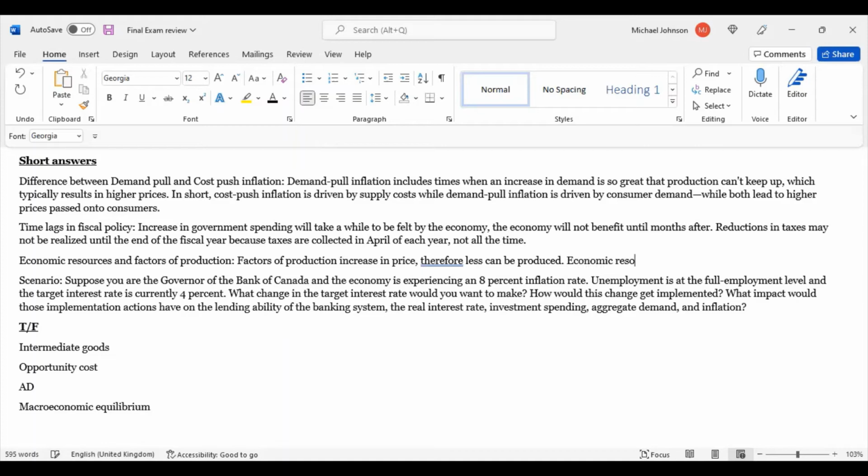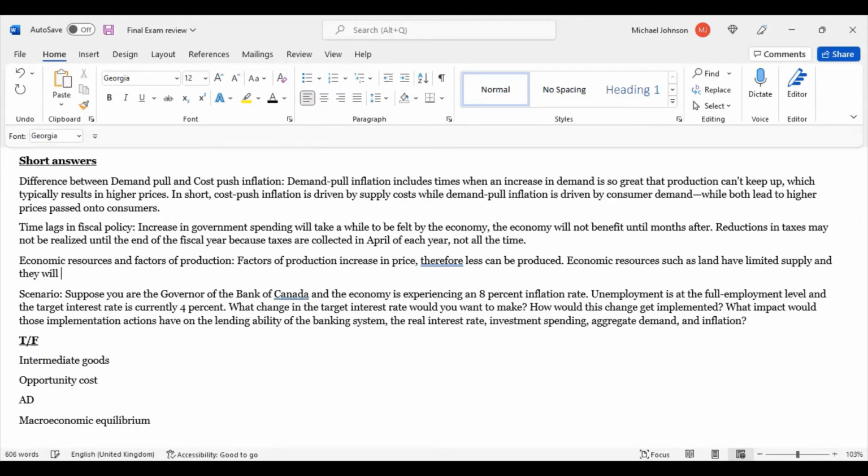Economic resources such as land have limited supply and they will stay fixed because you can't make more land.